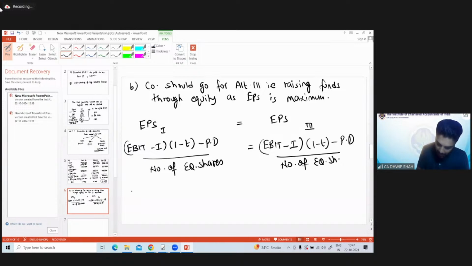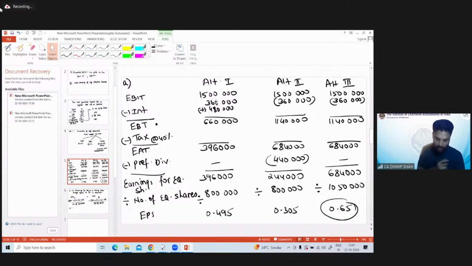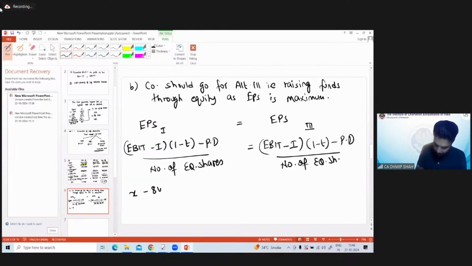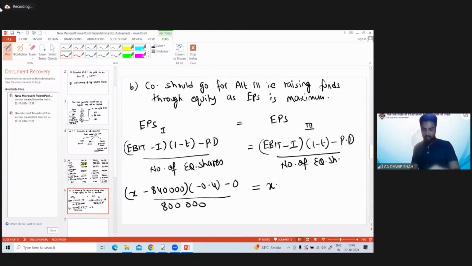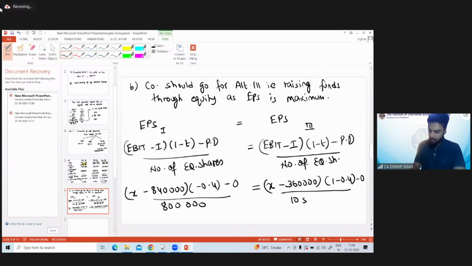Now EBIT we don't know, so we will substitute it by X. Tell me what is the amount of interest under alternative 1? Can I say it is 8,40,000? Yes or no? This is the interest amount in alternative 1, and in alternative 3 it is 3,60,000. So (X minus 8,40,000) multiplied by 1 minus 0.4. Do we have any preference dividend in alternative 1? No, so it would be 0. Divided by number of equity shares, 8 lakh in case of alternative 1. Under alternative 3, EBIT we don't know because we have to find the indifference point. Interest under alternative 3 is 3,60,000. (X minus 3,60,000) multiplied by 1 minus 0.4, less 0, divided by 10,50,000.